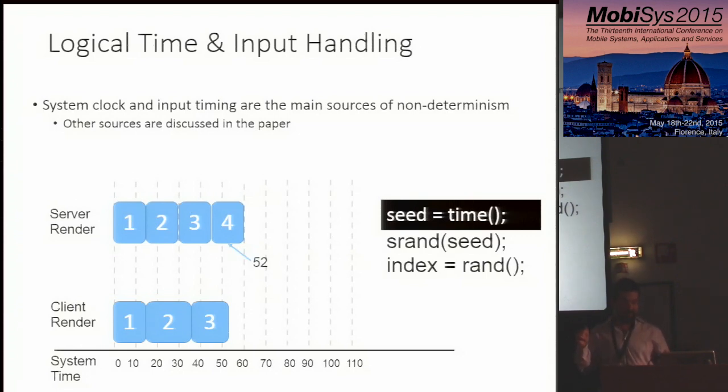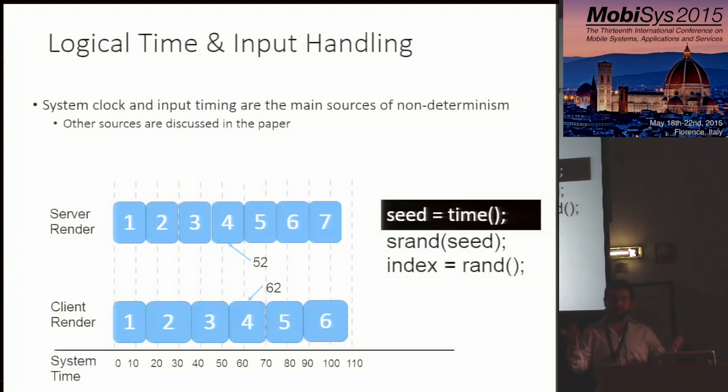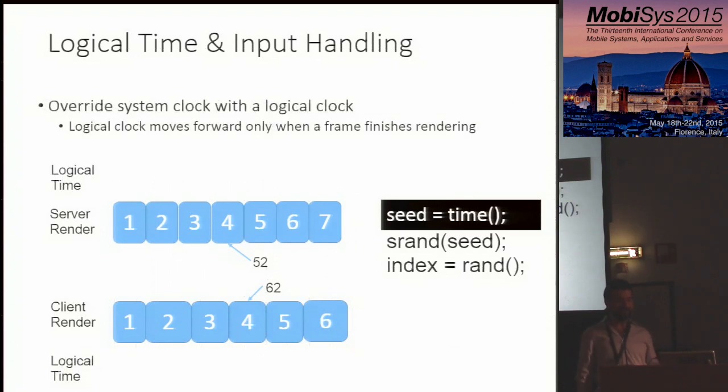Well, in the server we may get a value of 52 if we do this in the middle of frame 4. If we do the same in the client, we are going to get a value of 62. And that's not good because all our values are going to diverge. What we do instead is we use a logical clock that will move forward only when a frame finishes rendering.